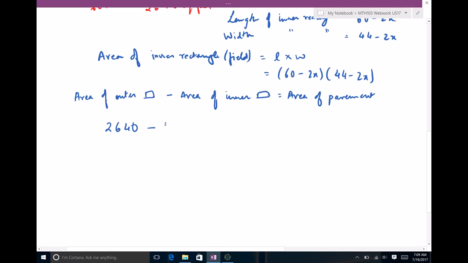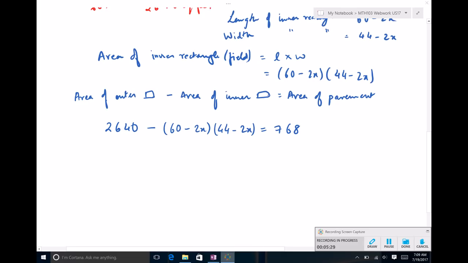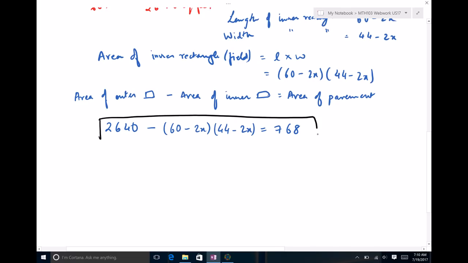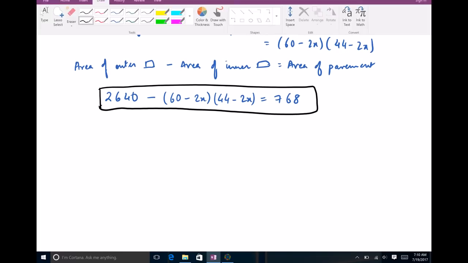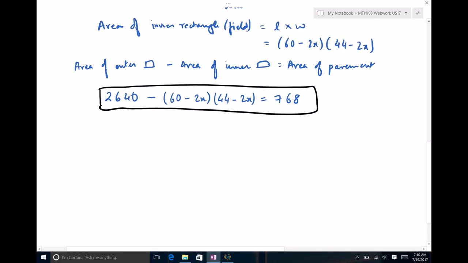The area of the inner rectangle is 60 minus 2x times 44 minus 2x. And the area of the pavement is 768. This is great because now this is my equation that I just need to solve in order to find x, which will give me the width. Okay, so let's start by taking off the parentheses.